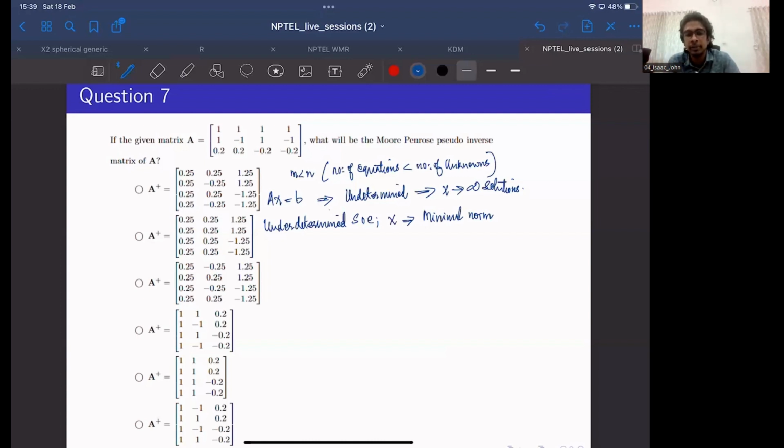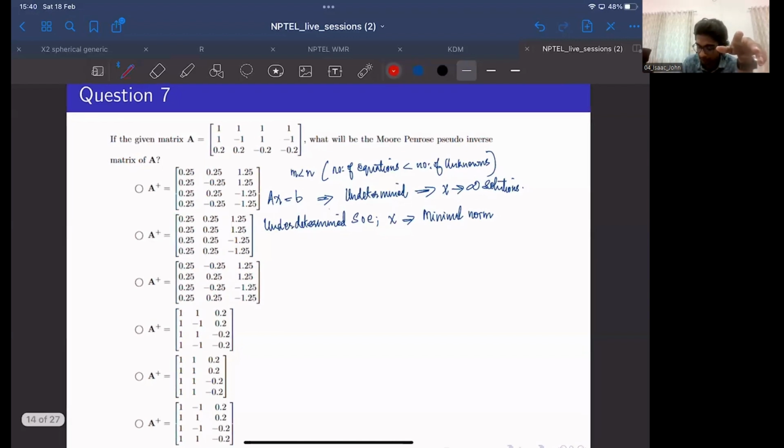In case of overdetermined systems, we'll never have an exact solution. We'll go ahead with the approximate solution that has the minimal least-squares error with respect to the actual solution. But for an underdetermined system, it is clear from the question that the system is underdetermined. It will have an infinite set of solutions. So in that case, we'll go ahead with this minimal norm solution.